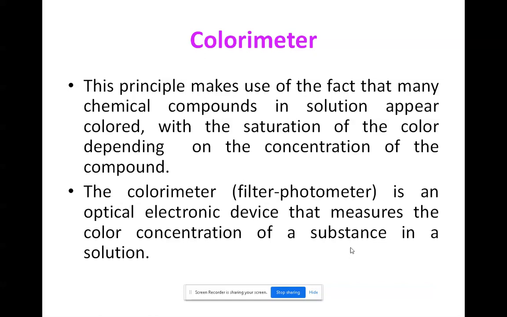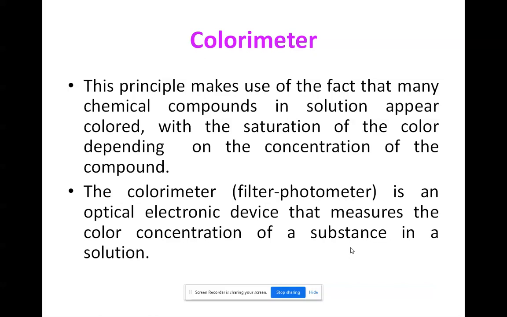The other name for the calorimeter is filter photometer. It is an optical electronic device that measures the color concentration of a substance in a solution. So the color concentration of the substance present in the blood will be tested by using a calorimeter or filter photometer.